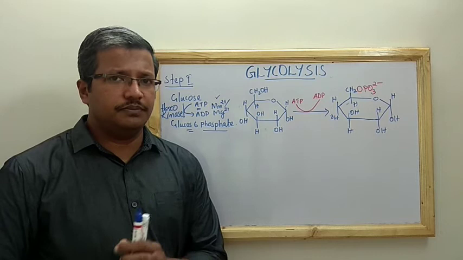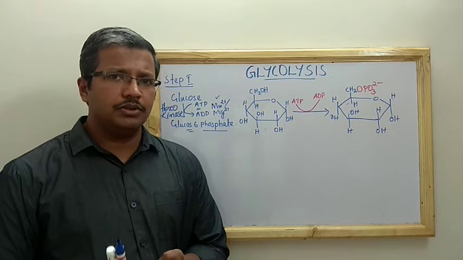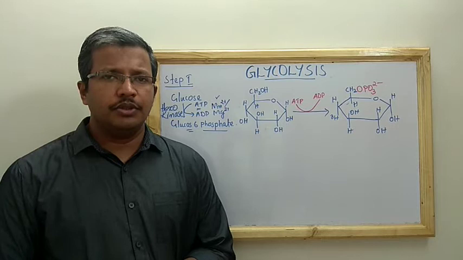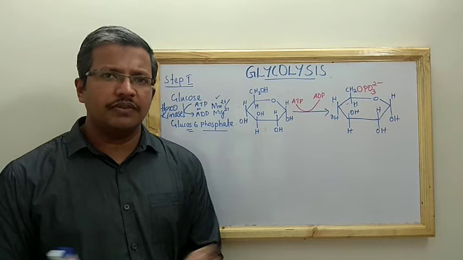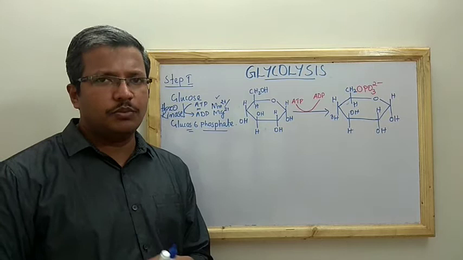It is an irreversible reaction. It is actually trapping the glucose and preventing it from escaping from the cytoplasm, because GLUT can transport only glucose in its glucose form. If anything is added, it cannot transport. So glucose is trapped inside the cytoplasm. Clear? Now let us move to step 2.